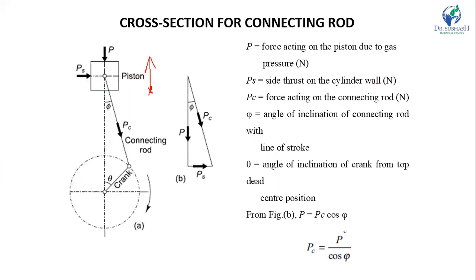Ps is the side thrust on the cylinder wall. And Pc is the force acting on the connecting rod.